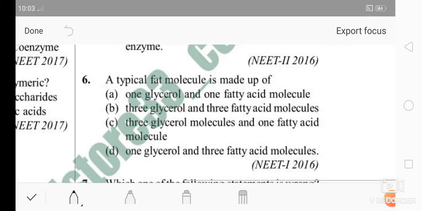Now moving to question number 6. A typical fat molecule is made up of option A, 1 glycerol and 1 fatty acid molecule. Option B, 3 glycerol and 3 fatty acid molecule. Option C, 3 glycerol molecule and 1 fatty acid molecule. Option D, 1 glycerol molecule and 3 fatty acid molecule. And the correct option for this question is D, 1 glycerol molecule and 3 fatty acid molecule.